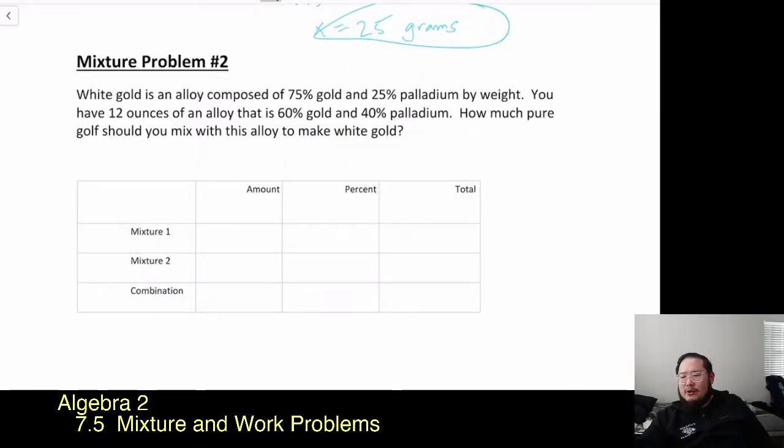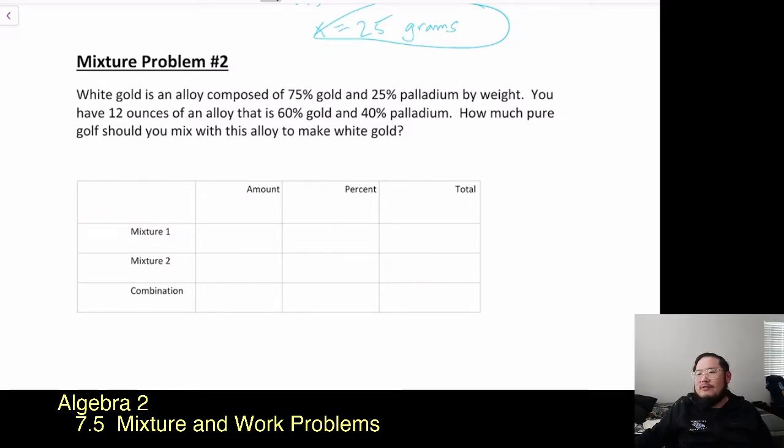White gold is an alloy composed of 75% gold and 25% palladium by weight. You have 12 ounces of an alloy that is 60% gold and 40% palladium. How much pure gold should you mix with this alloy to make white gold?